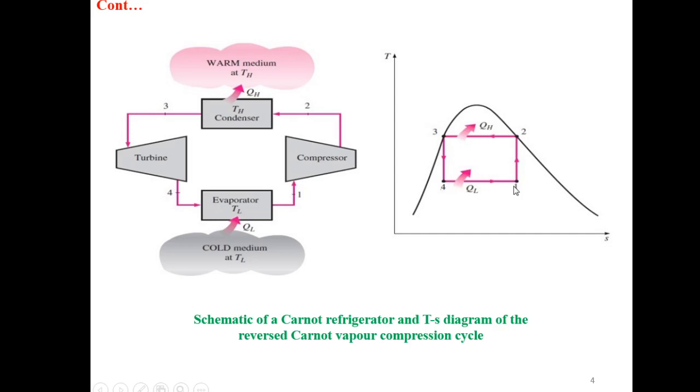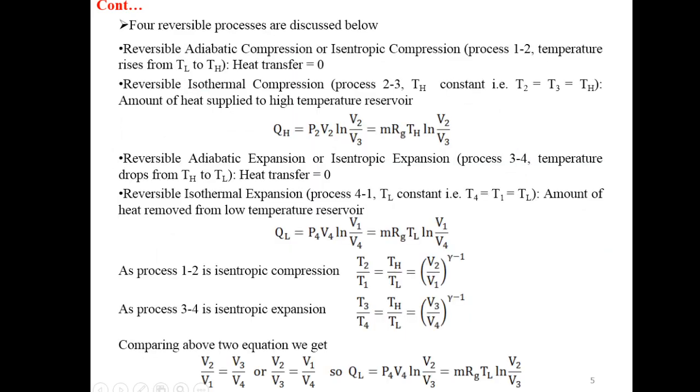And there is an increase in temperature. The temperature at point 1 is TL and the temperature at point 2 is TH. So there is an increase in temperature from 1 to 2. And the compression is such that our refrigerant will become dry saturated vapor at point 2. We know that in case of an isentropic process, heat transfer is 0.